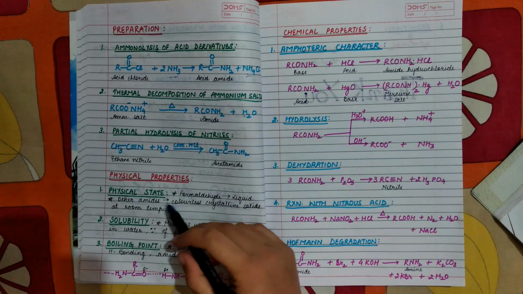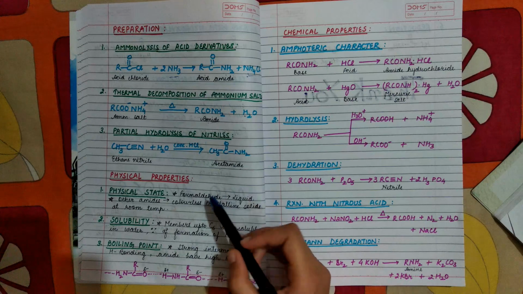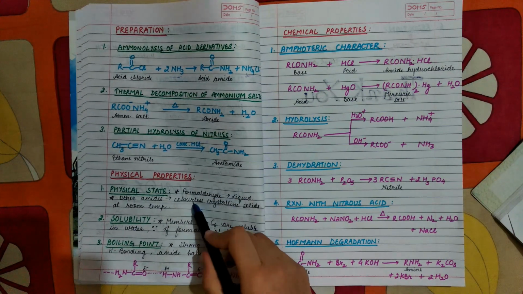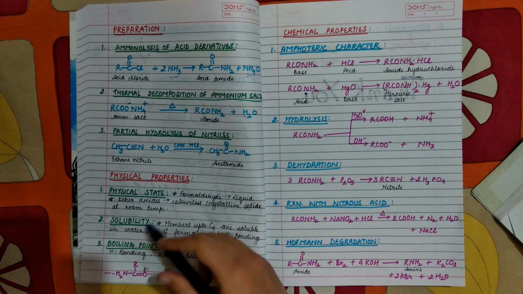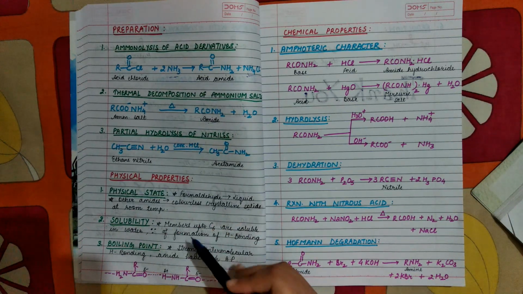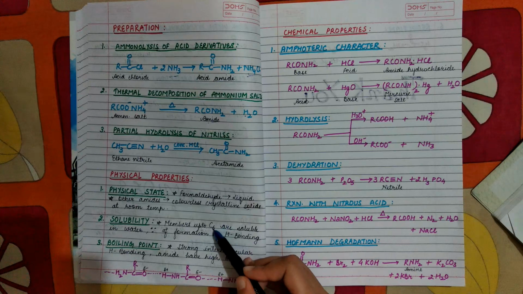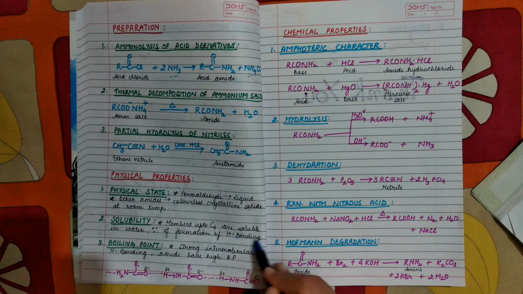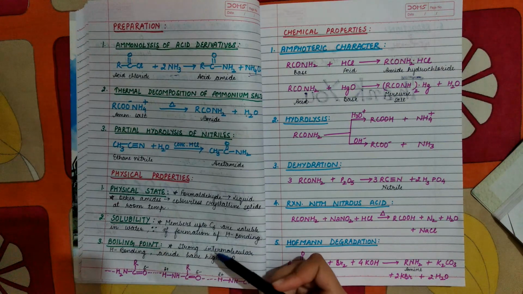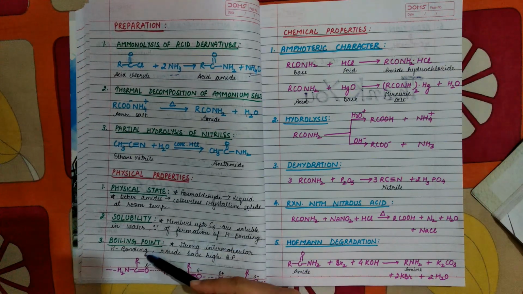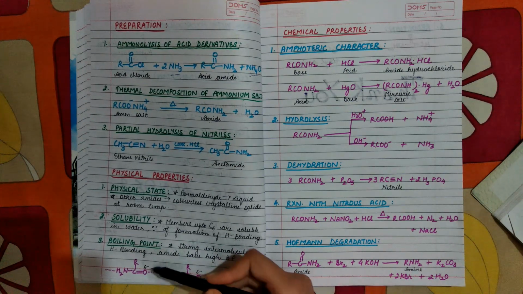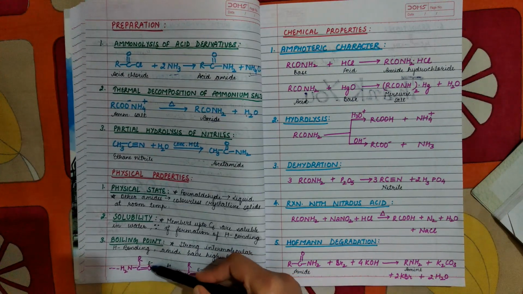Next we have physical properties. Physical state: formamide is liquid. Other amides are colorless crystalline solids at room temperature. Solubility: members up to the 6th carbon are soluble in water because of formation of hydrogen bonding. Boiling point: strong intermolecular hydrogen bonding. Amides have high boiling points because they have intermolecular hydrogen bonding.